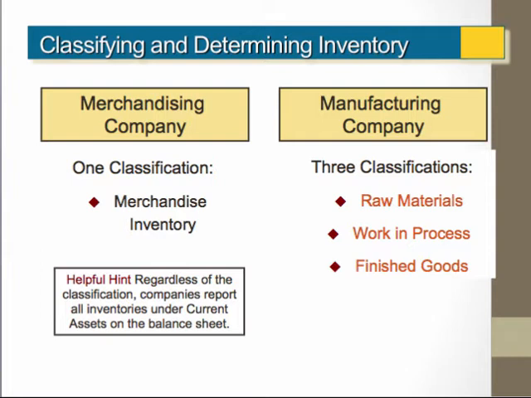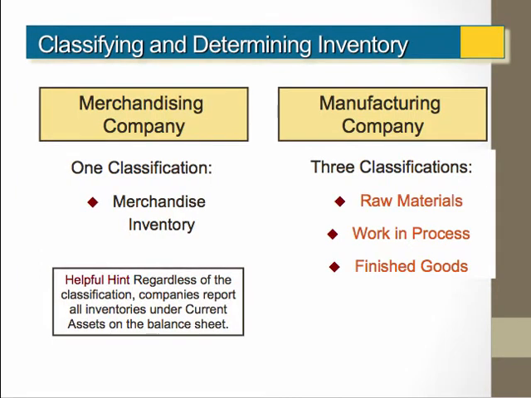Merchandise companies classify inventories using the term merchandise inventory, whereas manufacturing companies classify their inventory in three categories known as raw materials, work in process, and finished goods. For this class, we'll be concentrating on merchandise inventory. If you are to move on to managerial accounting or cost accounting, you will get a detailed view of the manufacturing company's elements of inventory.